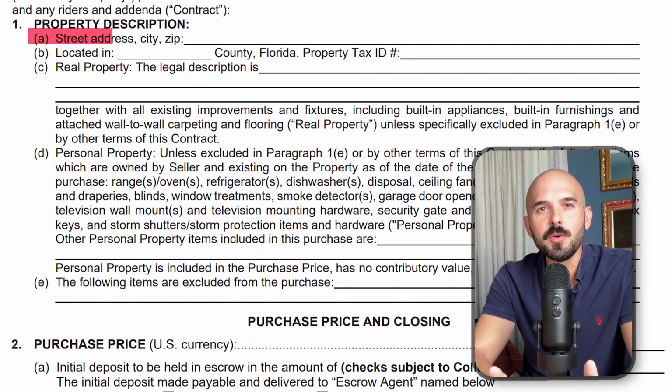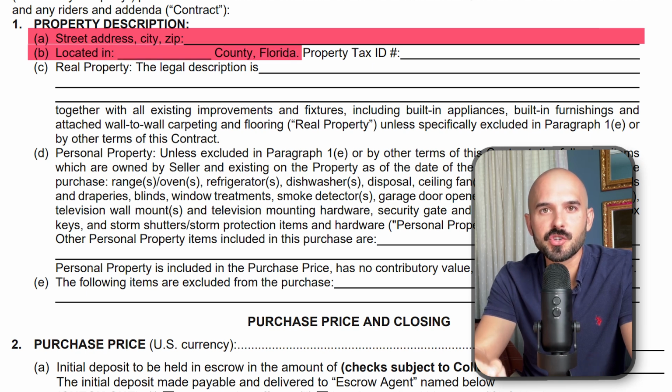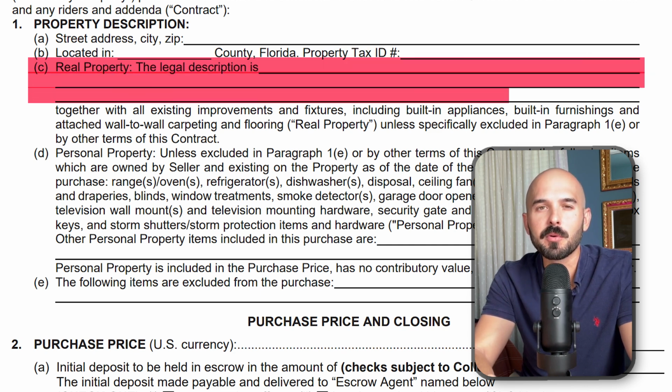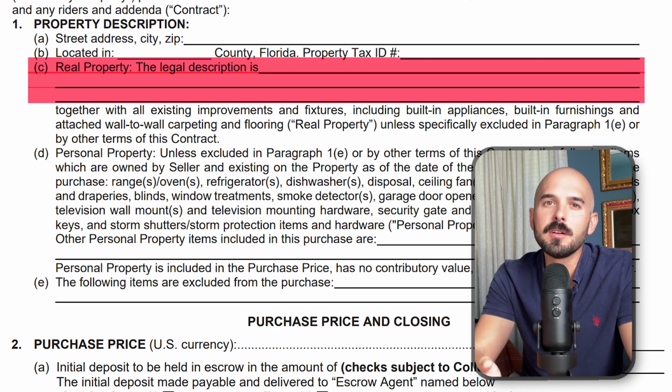Make sure to include the complete property address with street number, name, city, state, zip code, and county. Double check this info for accuracy. Include the property's tax ID or parcel number, which you can find on the property appraiser's website. The legal description of the property is also essential and should be included exactly as it appears on the deed.